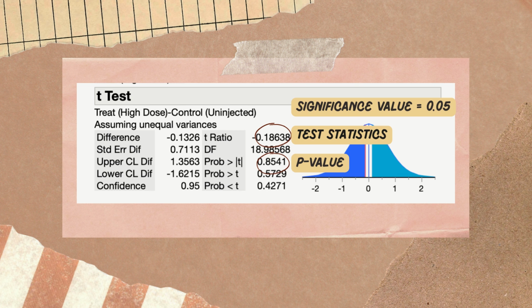I performed a t-test, and at the significance value of 0.05, here you will see that the test statistic, or the z-score, is negative 0.18638, and the p-value is 0.8541. It is higher than the significance value.